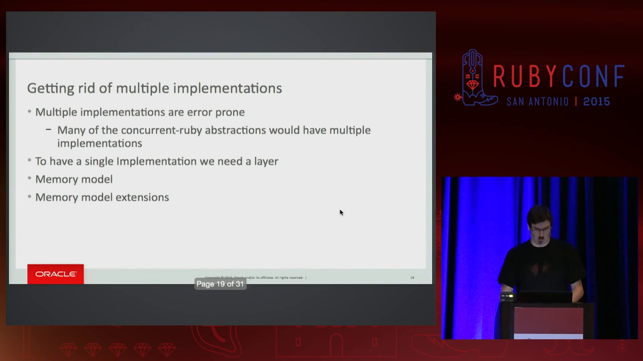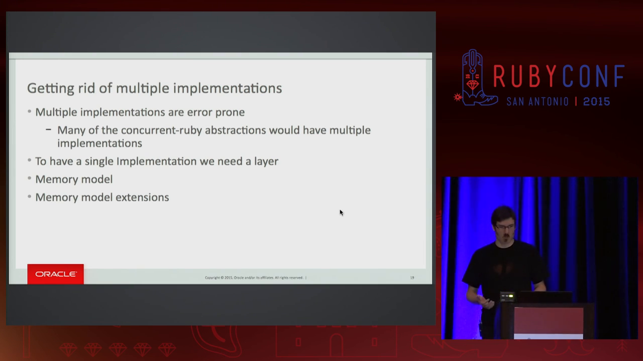But now we have a problem that we have three different implementations. And this is quite error prone. Imagine doing that for all of the abstractions in concurrent Ruby, right? It's not really maintainable. So to solve this problem, we need some kind of layer which can solve these problems for you, and you can create your abstraction just once against this layer, and it will work for all of the implementations. So for that, we need a memory model and memory model extensions.